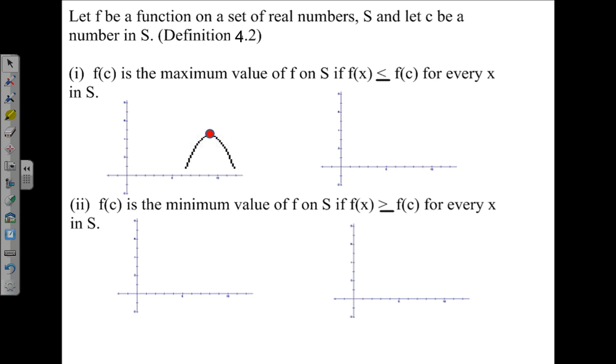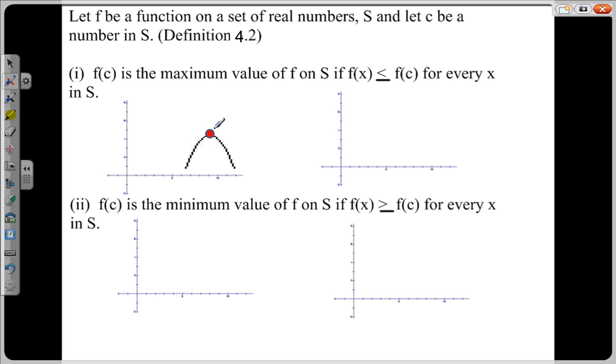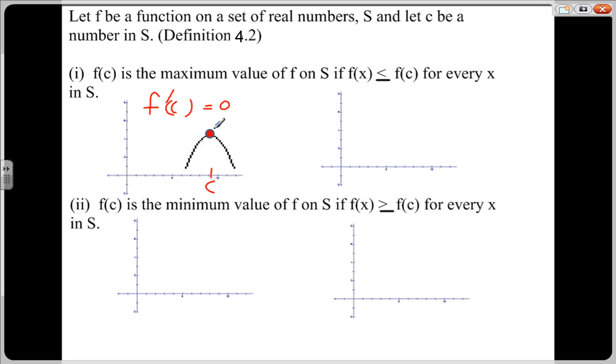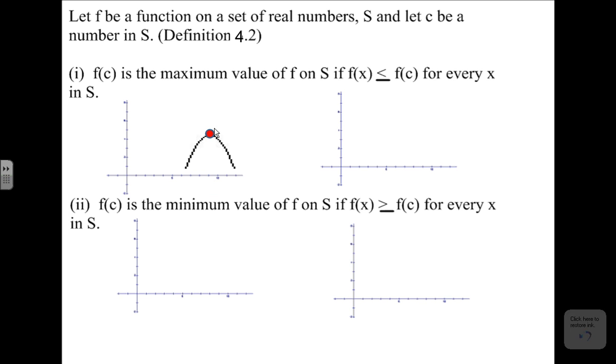Where's c at? It's the x value right here. What do you think is true about f prime of c? It equals 0. So f prime of c equals 0. c is a constant. It's an x value. Correct. Now, this one.